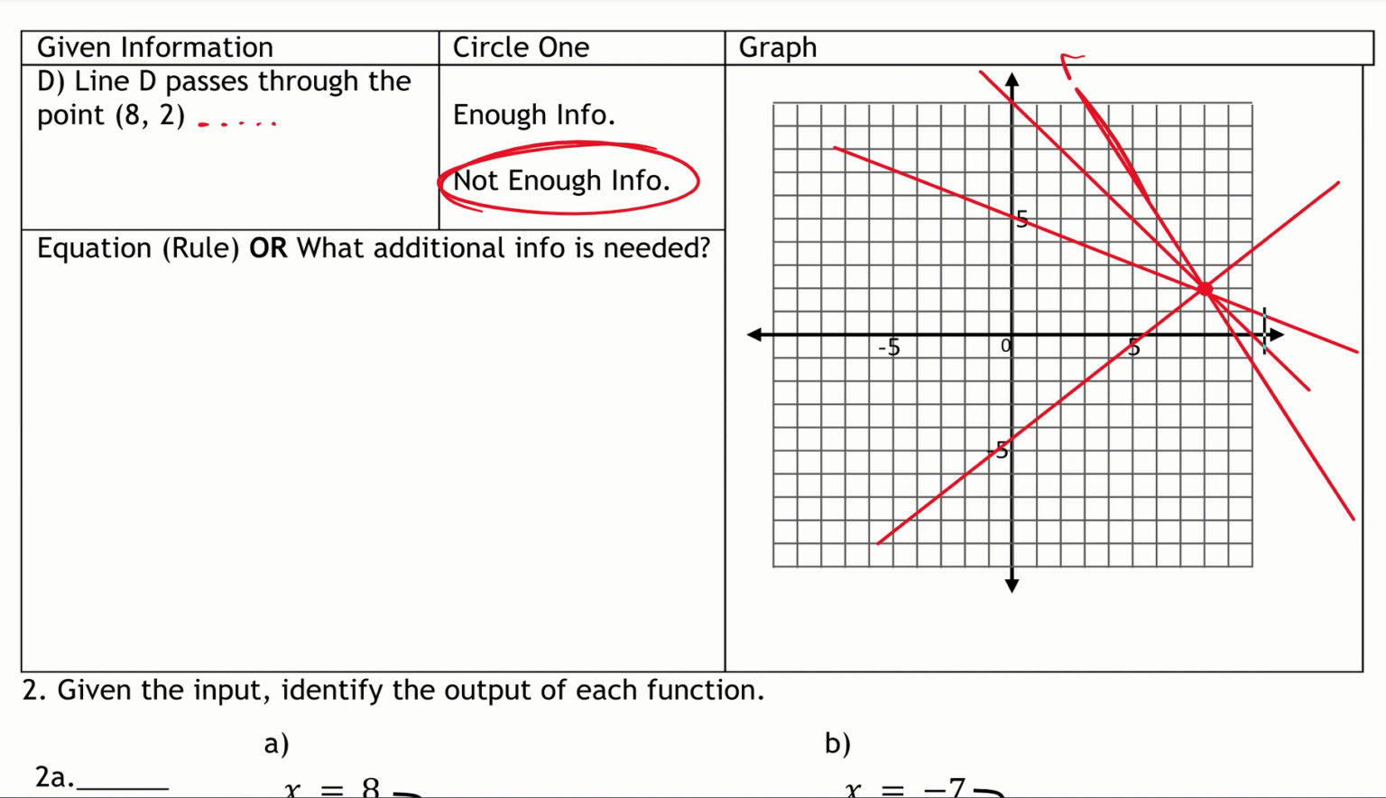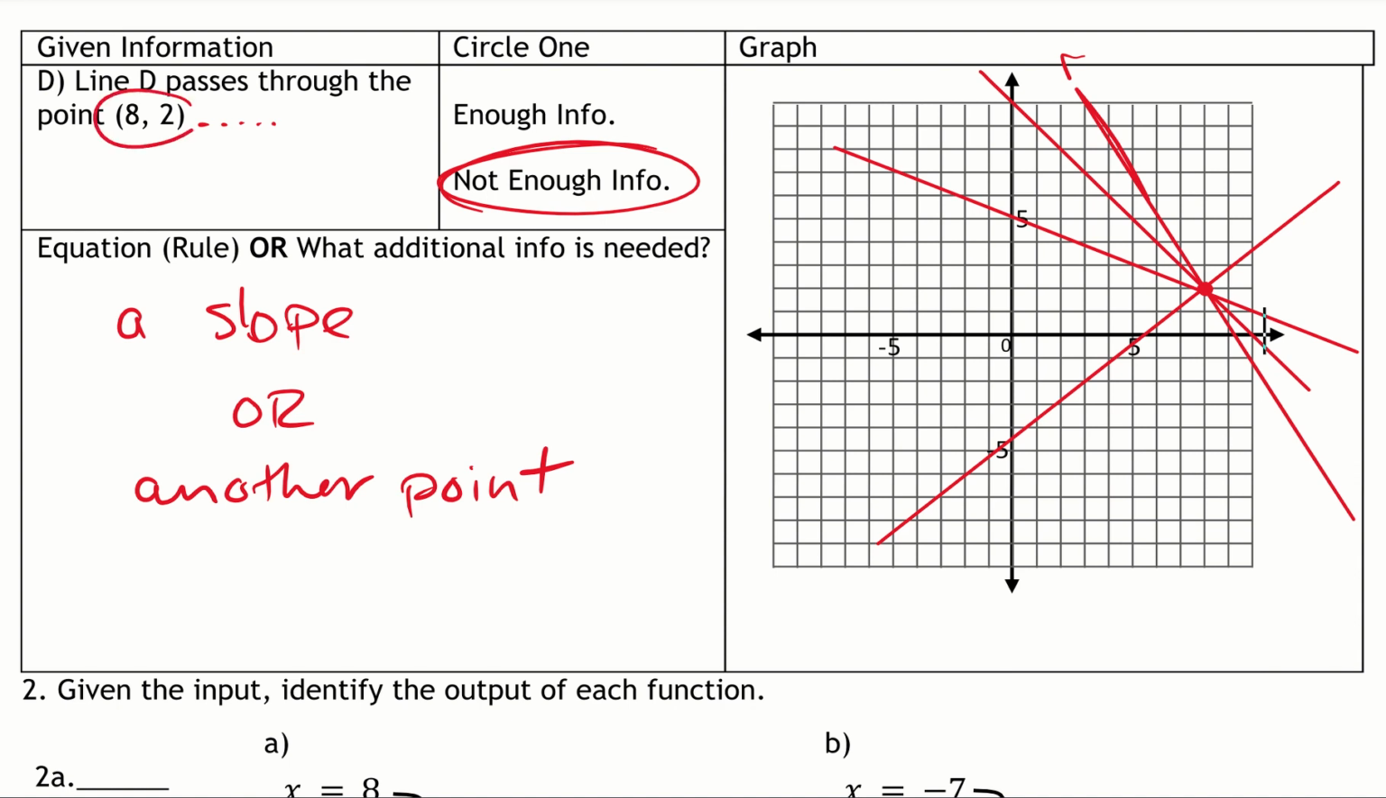Well, there's a lot of ways we can get around this, right? One of the things I could be told is I could be given the slope. A slope would be enough information with this point, or I could be given another point. And another point could be different things too. I could say a y-intercept, but really that's a point. An x-intercept, that's a point. The origin, that's a point, right? So I need to be given something else. For example, a slope would be adequate with the point 8, 2, and then an additional point with the 8, 2 would be fine. Either one of those would be adequate.